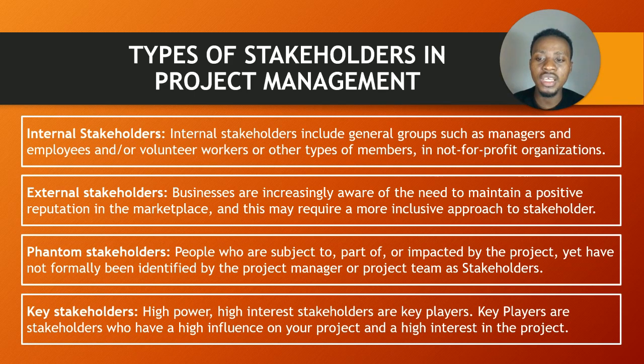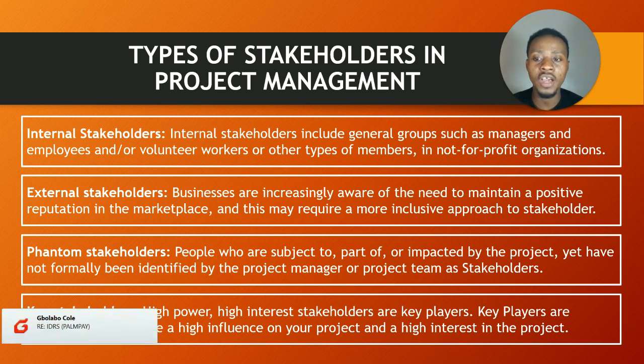Then the fourth one is key stakeholders. Key stakeholders are on the top of the hierarchy of project stakeholder categories. They are high power, high interest stakeholders, the key players. We cannot rule out the key players in our project because they make a lot of decisions in terms of finance and the whole process. In fact, when key stakeholders pull out of a project, the project is almost likely going to fail, because they are powerful, they have vested interest, they know a lot about the project, and their decisions are very key to our projects.